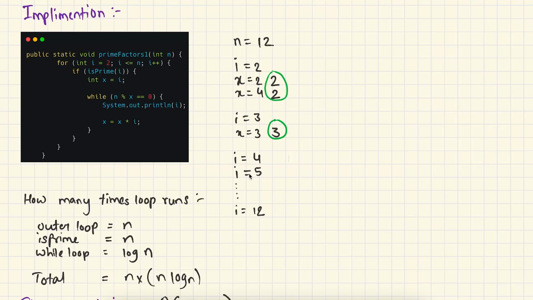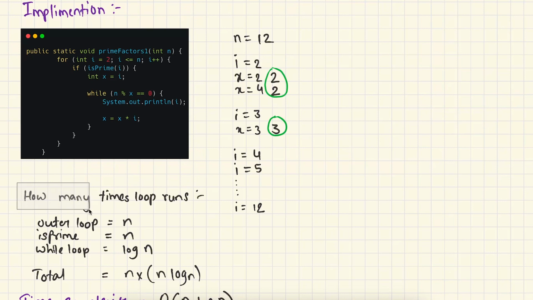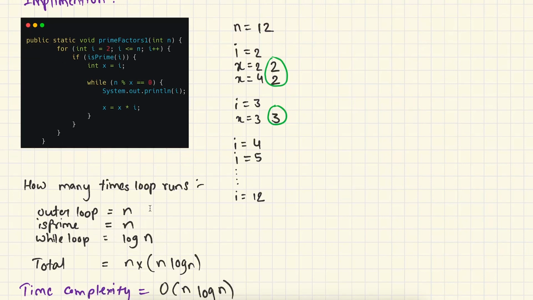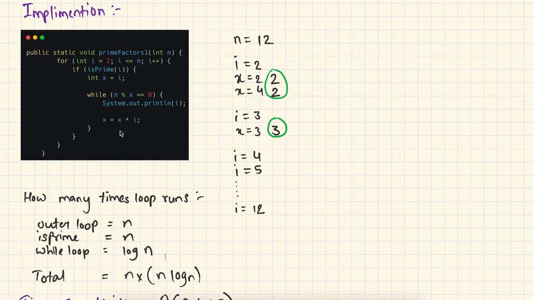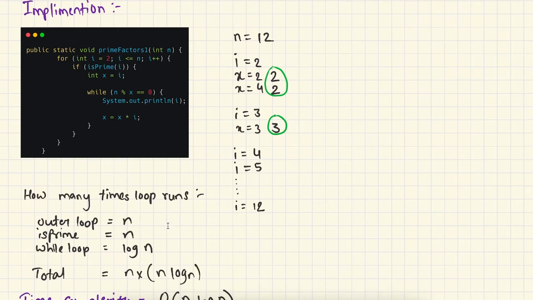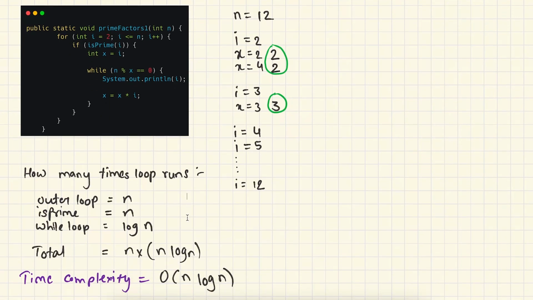Let's talk about the time complexity of this function. If I ask how many times this loop is going to run, our for loop is running from 2 to n. Okay. So the time complexity is n, and inside this loop our isPrime is taking n units of time and the while loop is taking log n time. Why log n time? Because in each iteration we are multiplying x by i. So whenever we have this type of scenario, the loop generally takes log n time. So in total we have n multiplied by n log n, right? So the time complexity comes out to be upper bound of big O of n log n.